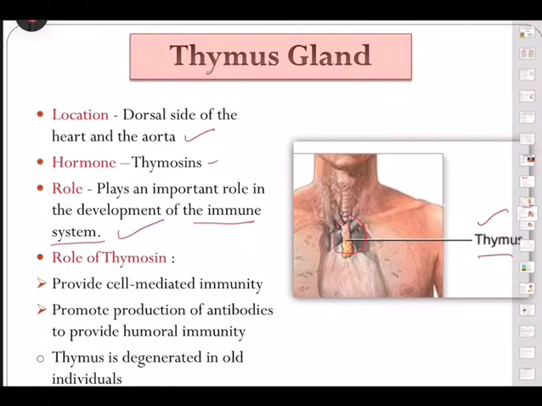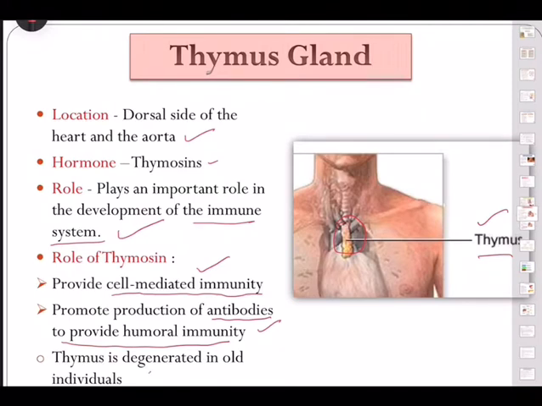Our immune system, our defense system, will be very strong because of the thymus gland. So the thymus gland is very important. It provides cell-mediated immunity. It promotes production of antibodies to provide humoral immunity.